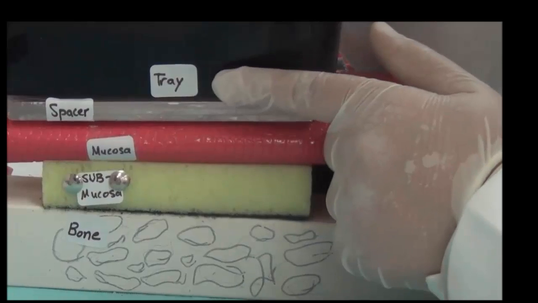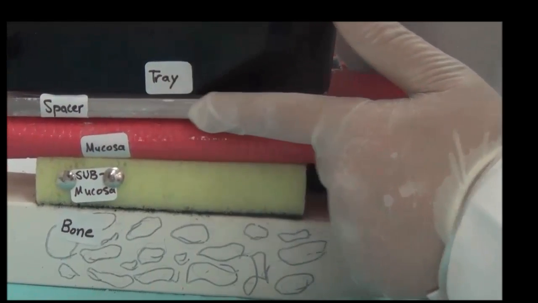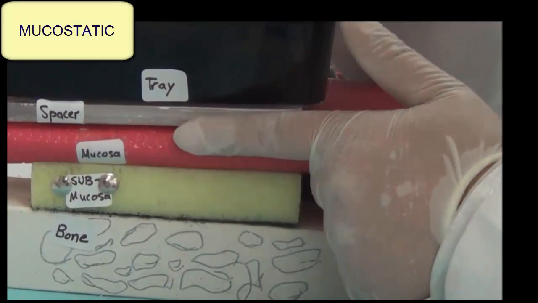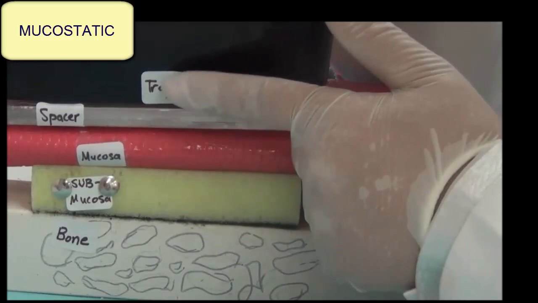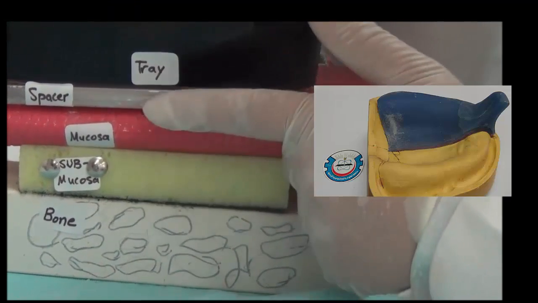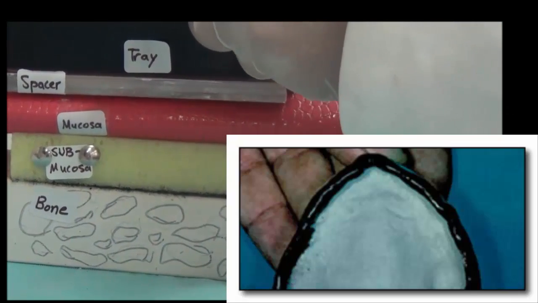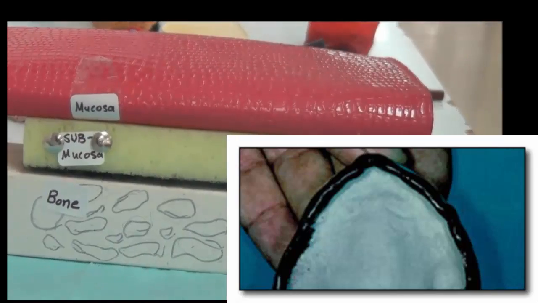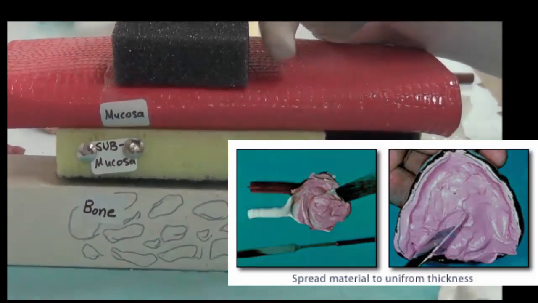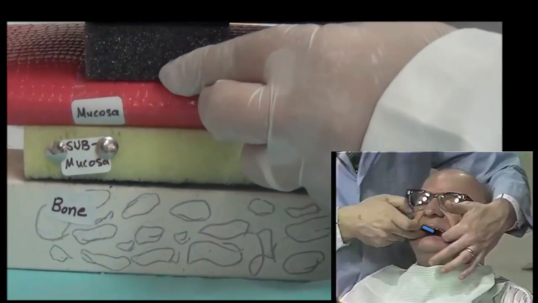What happens in the case of the presence of the spacer? So this is a tray with a wax spacer in, and the mucosa, submucosa, and bone. We take our border molding, see that the tissue is not compressed, and once we're ready to put in our impression, we remove the spacer and the tray, put impression material in here, in the tray, and come and begin squeezing.